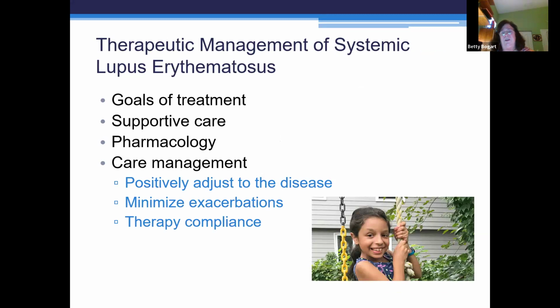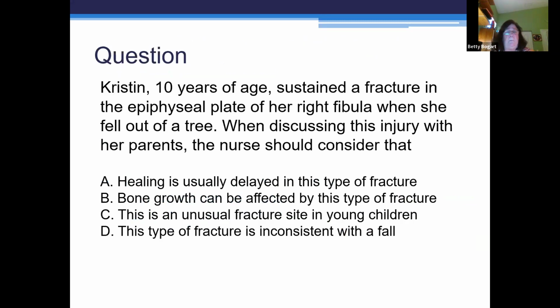So again, these children need to be up and out and moving and be very careful with the sunlight, and taking the meds as they should. A lot of treatment for lupus is a small dose of steroids a day. That's one of the things.